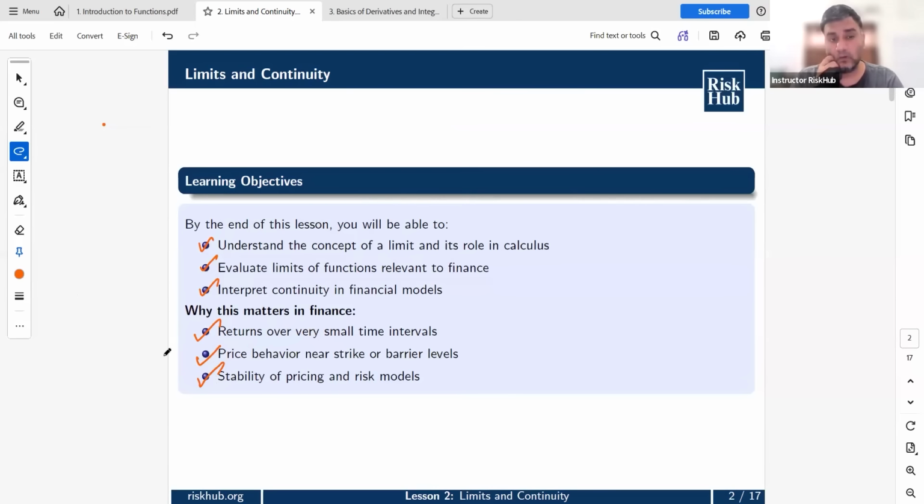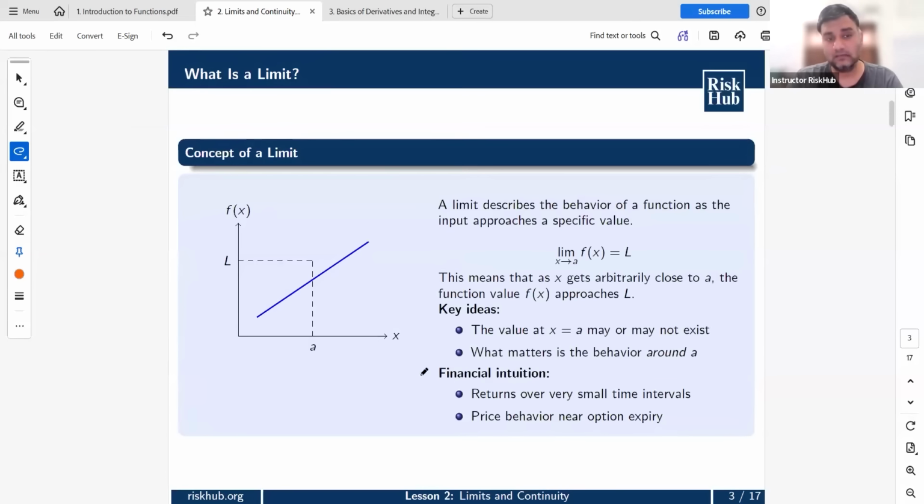Now, when we look at the concept of a limit, as I told you, a limit describes what happens to a function when the input gets very close to a certain value. Mathematically, the relationship is given as limit x tends to a, f(x) equals L. This means that as x gets arbitrarily close to a, the function value f(x) approaches L. So, x gets very close to a, the function approaches L.